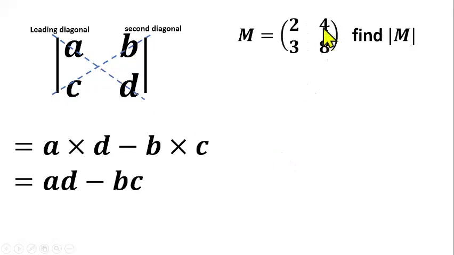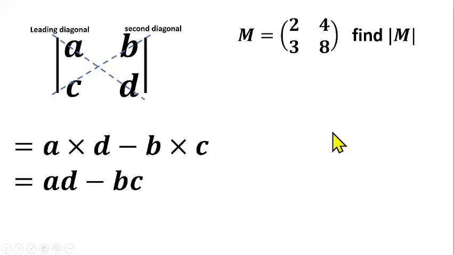So if you understand that, let's try this matrix. We have matrix M. You have to find the determinant of matrix M. So we are given matrix M, and we have to find its determinant. How do we go about it? Of course, I've already given a clue here. This is the leading diagonal and this is the second diagonal. So this diagonal needs to be multiplied, minus the second diagonal.